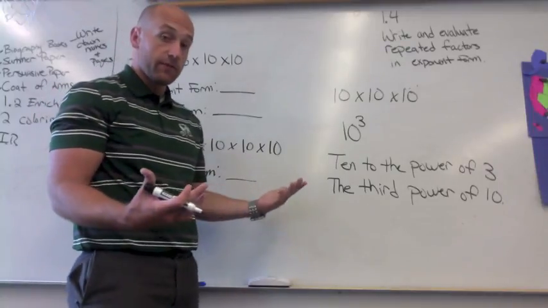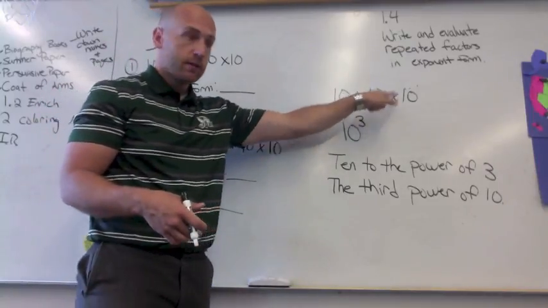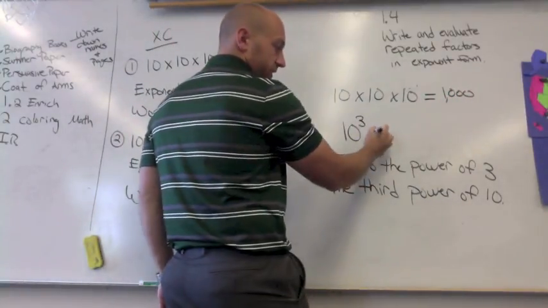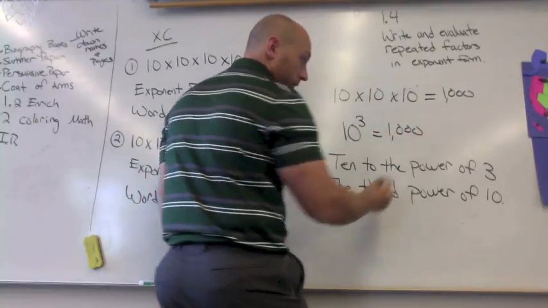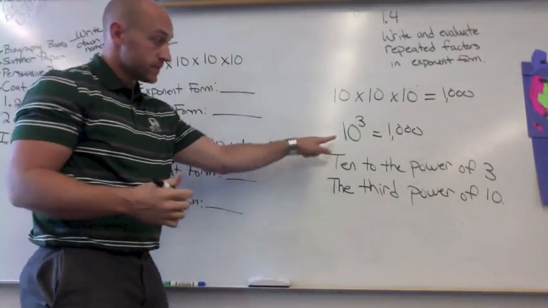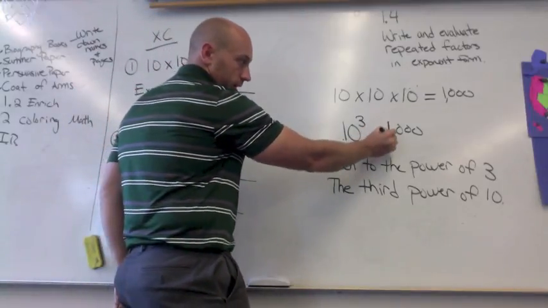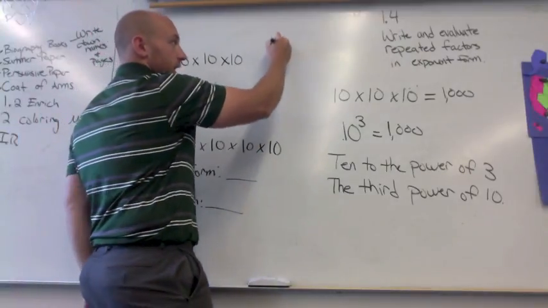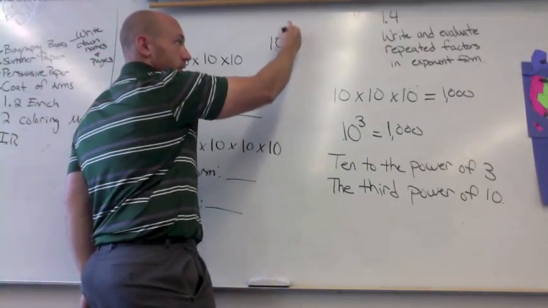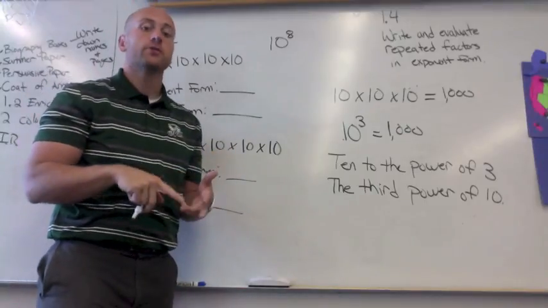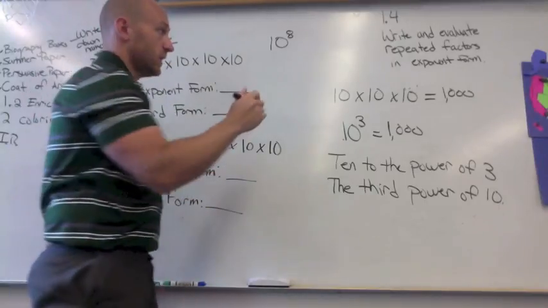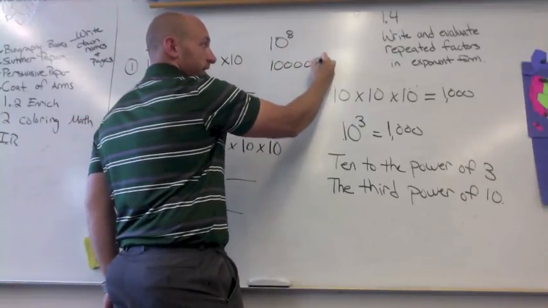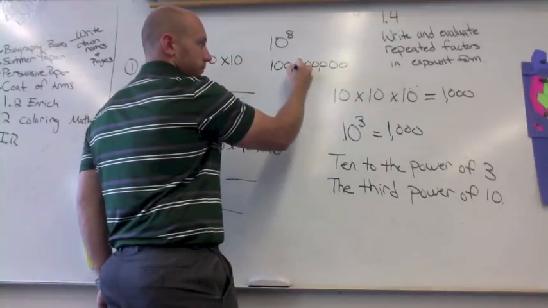So let's figure out the value. 10 times 10 is 100, times 10 is 1,000. So this is 1,000. That means that this is 1,000 as well. A really quick way to do this is just take the 1 and write it down, and then write as many zeros as there are that number right there. So if it was 10 to the power of 8, instead of going 10 times 10 is 100, times 10 is 1,000, times 10 is 10,000, instead of doing that, just go 1 and then 8 zeros. 1, 2, 3, 4, 5, 6, 7, 8, and then put your commas in.